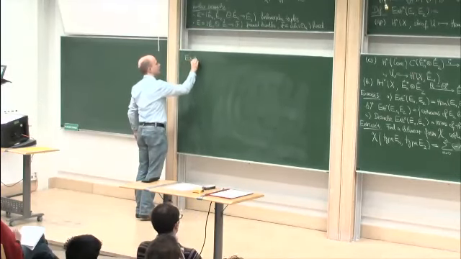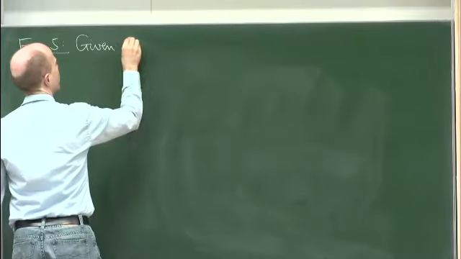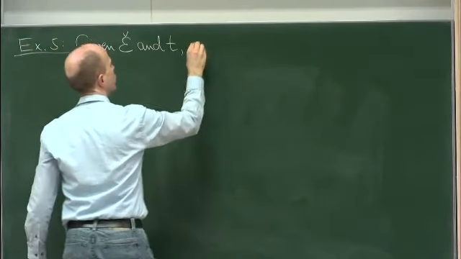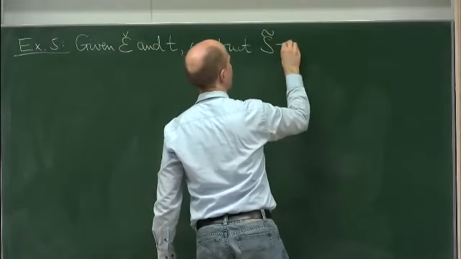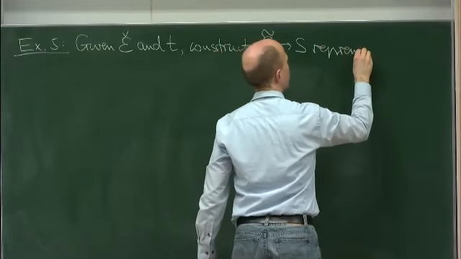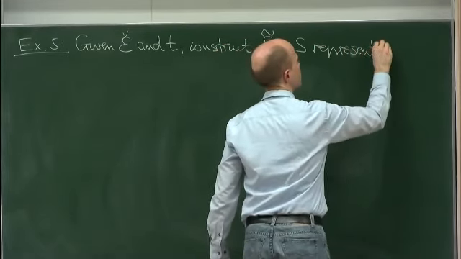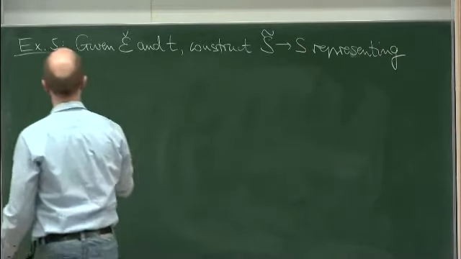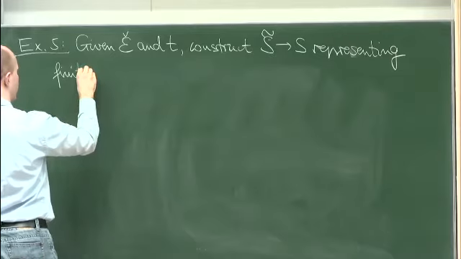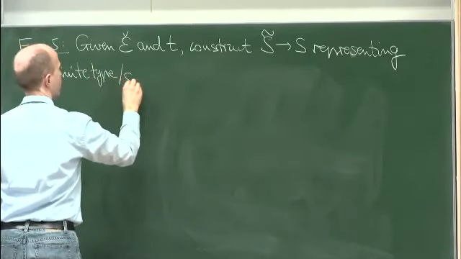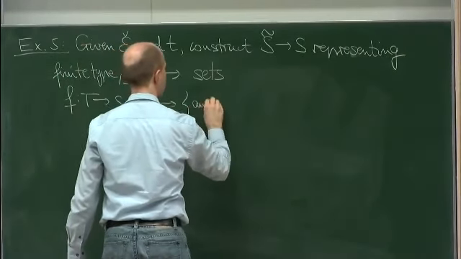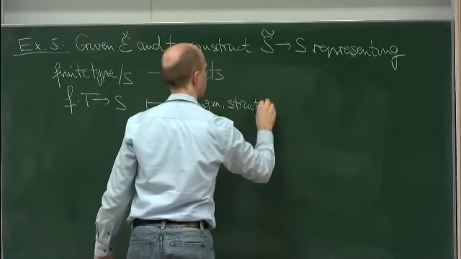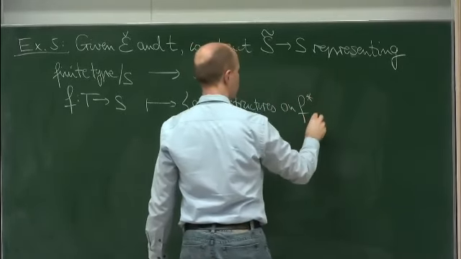Five. So given the underlying vector bundle and the type, construct a scheme of finite type over the parameter scheme, which represents this functor: finite schemes of finite type over S to sets, mapping each scheme over S to the set of augmented structures on the pullback family.